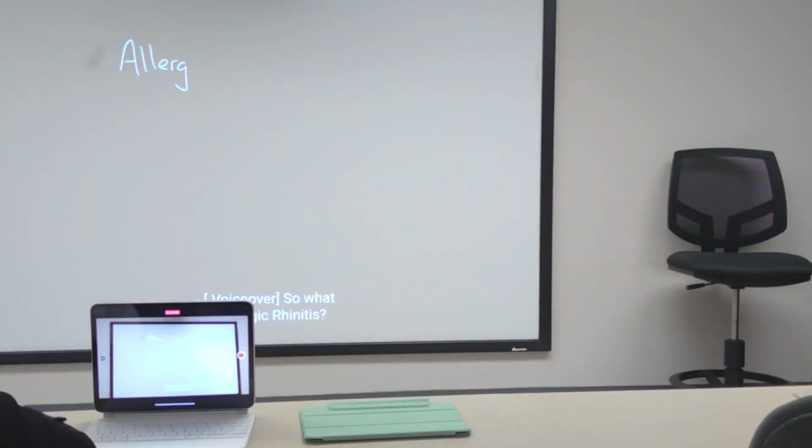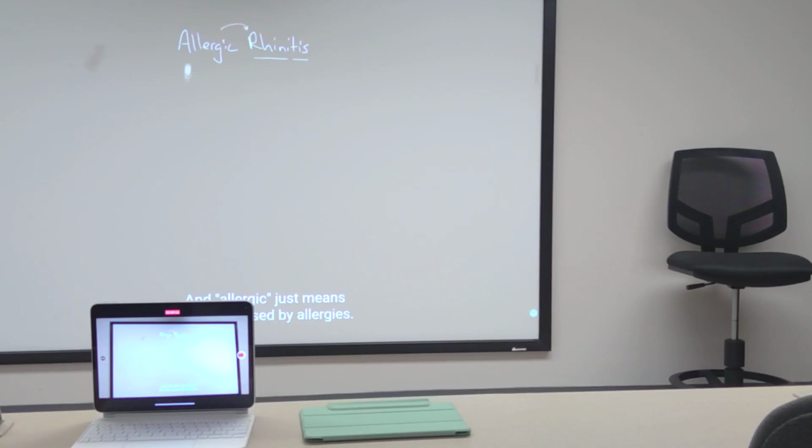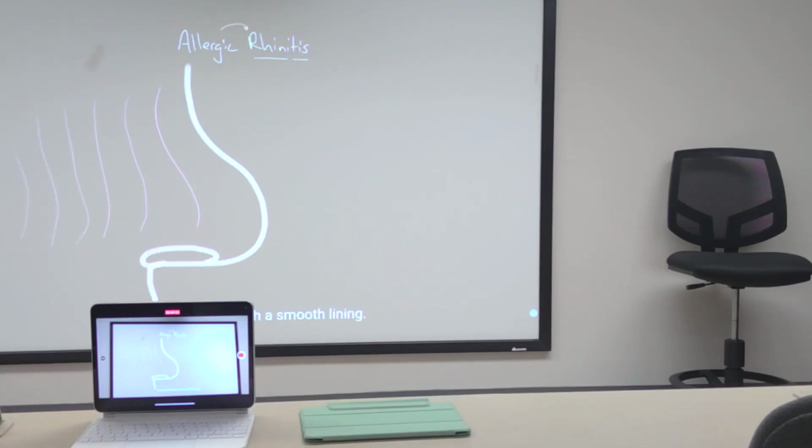So what is allergic rhinitis? Well, the part of the word rhin comes from the Greek root that means nose, like in rhinoplasty or rhinoceros. And itis just means inflammation. So this is an inflammation of the nose. And allergic just means that it's caused by allergies. So let's go ahead and draw our nose here. Now this is the outside of the nose, but the inside of the nose is covered with a smooth lining. And that smooth lining is called mucosa.